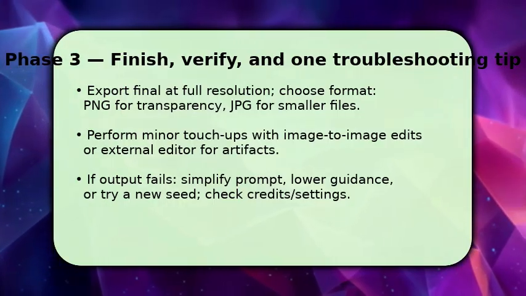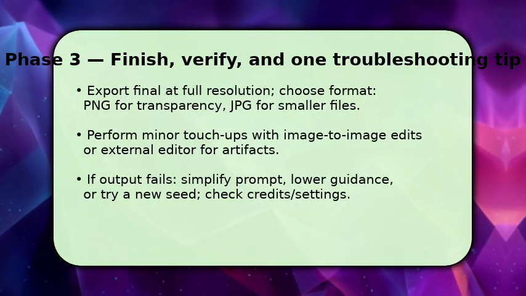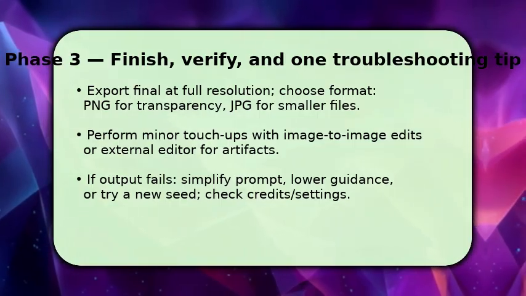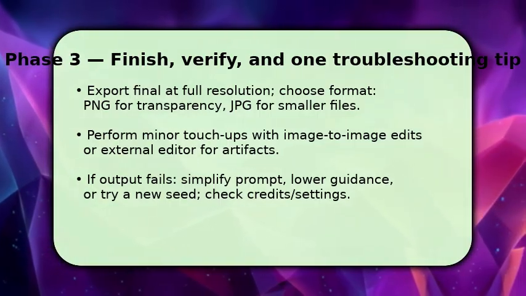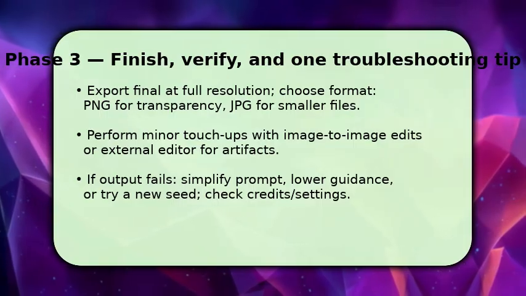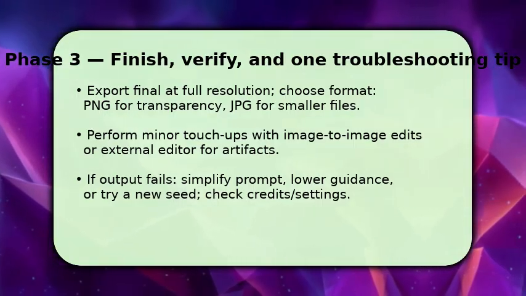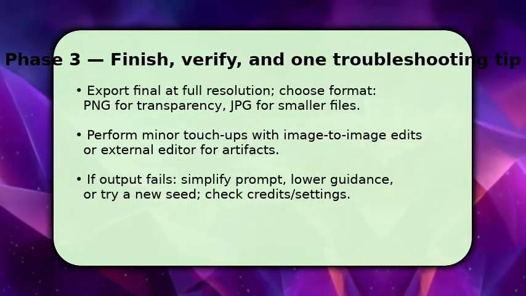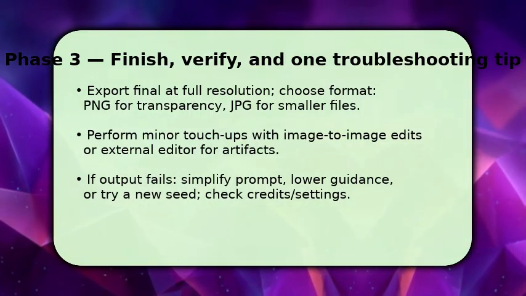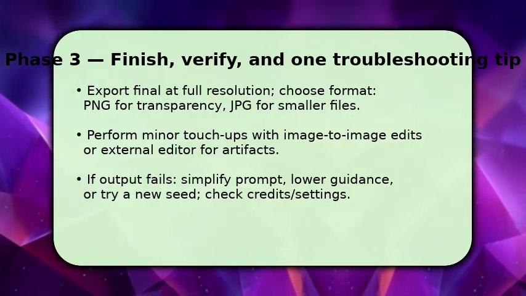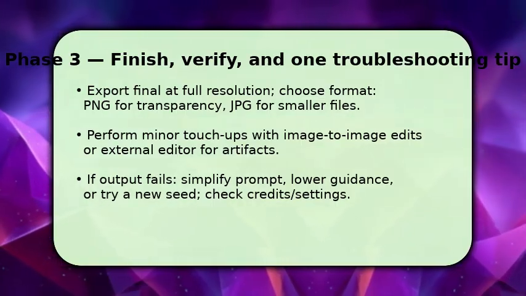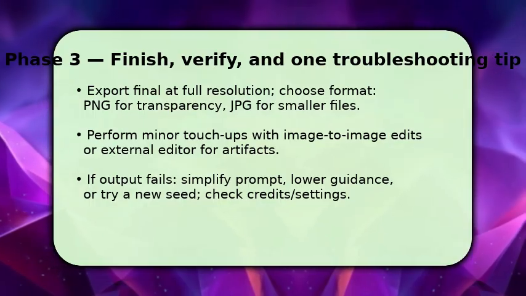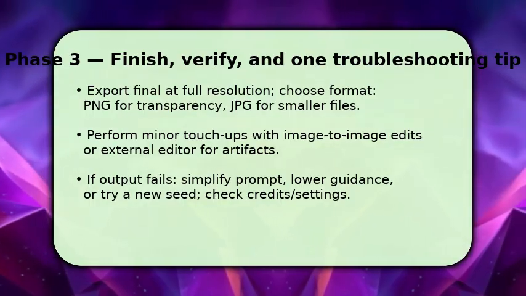Use PNG for transparency and JPG to save space. If you spot small artifacts or composition issues, run an image-to-image edit targeting just that area, or do quick post-processing in an external editor. If results are off, troubleshoot by simplifying the prompt, lowering the guidance parameter, or changing the seed. Also verify you have enough credits and correct model settings. That usually resolves most failures.